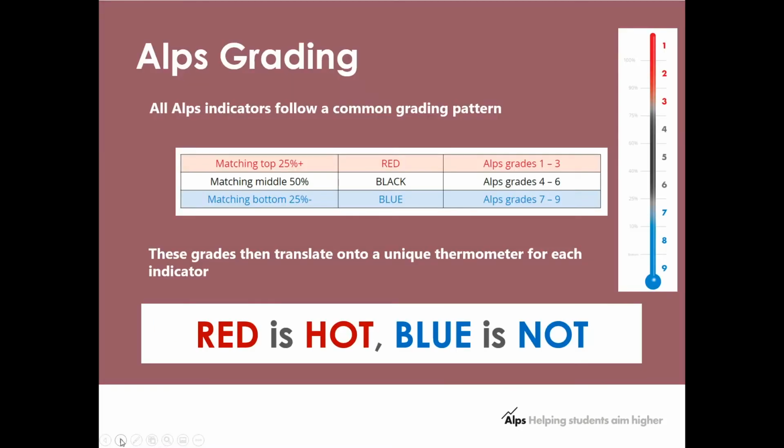Let's just remind ourselves about the ALPS grading system. ALPS grades 1 to 3 place you in the top 25% of providers, ALPS grades 4 to 6 in the middle 50%, whilst ALPS grades 7 to 9 are in the bottom 25%. Remember, red is hot, blue is not.